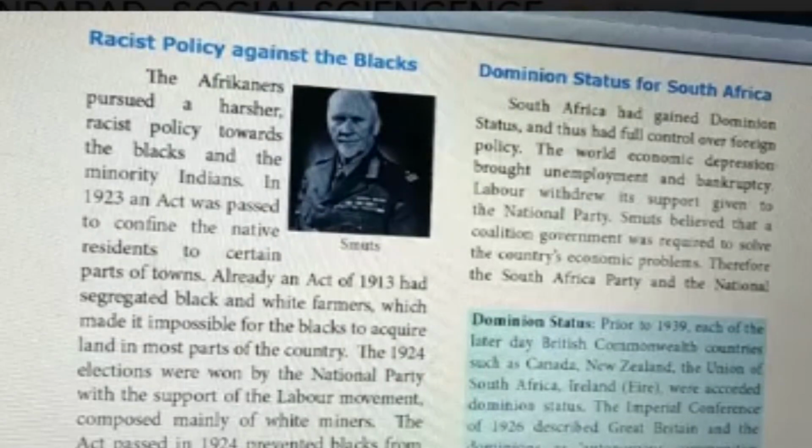In the 1920 elections, General Hertzog got 44 seats, and General Smuts, leader of the South African Party, got only 41 seats. So he lost. Then he merged with the Unionist Party, and they formed a new government.